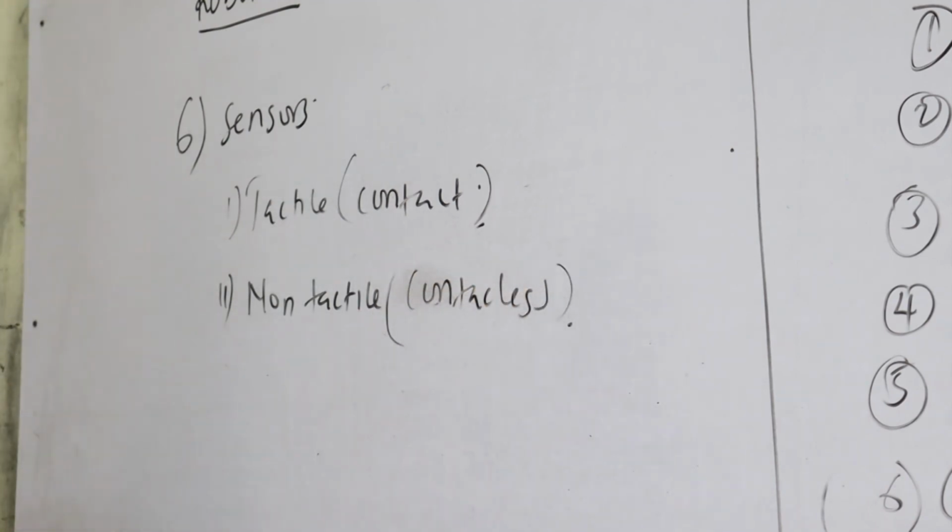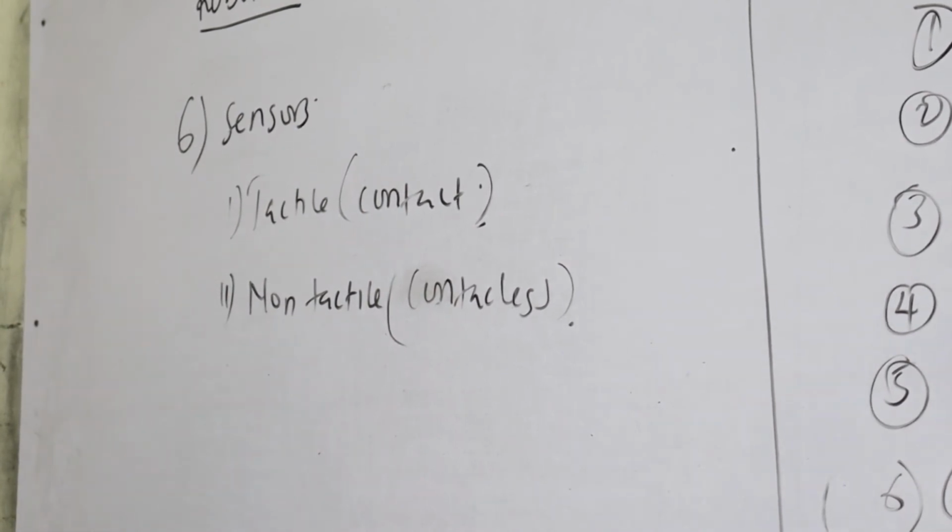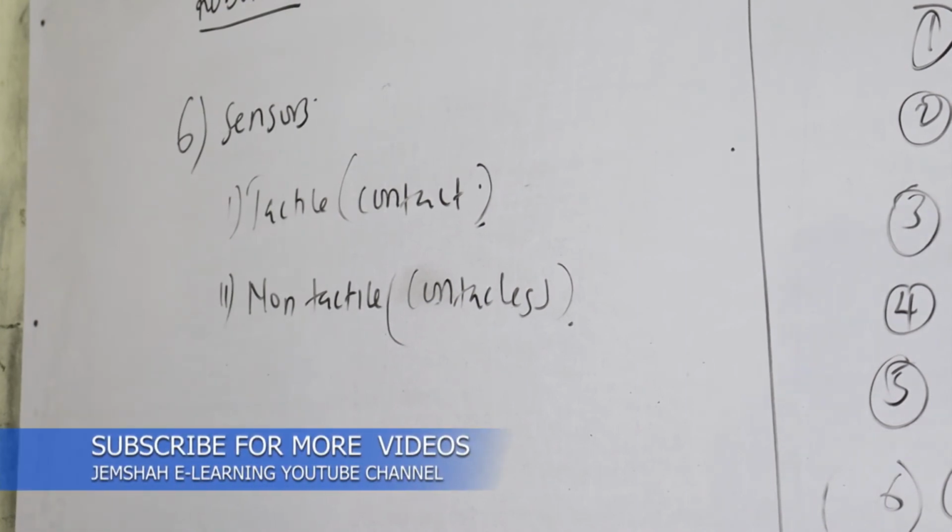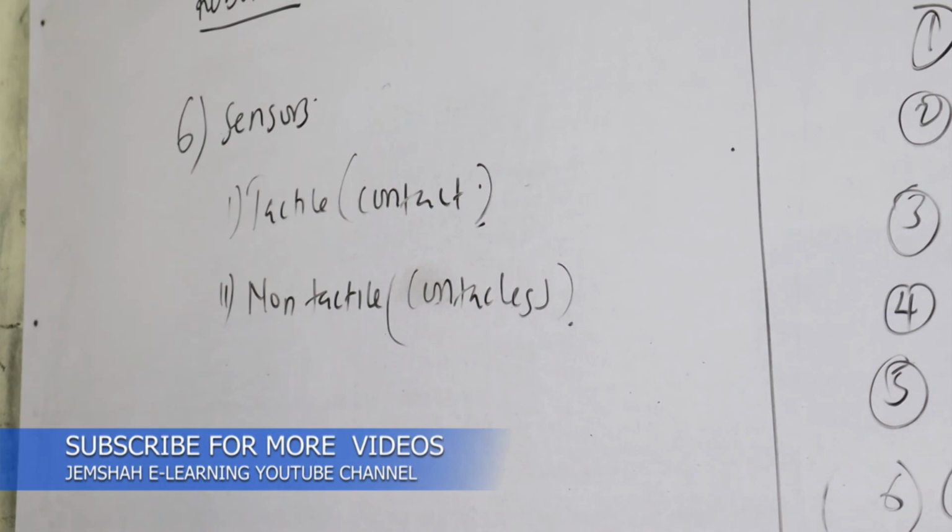So let's look at each type of sensor, starting with the tactile sensors. These are sensors which must be brought into contact with the object in order to obtain the signals to measure the necessary quantities. So it must touch the object itself. Without touching the object, it will not be in a position to measure the physical quantity. When tactile sensors make physical contact with the object, an electrical, analog, or digital signal is generated, and this is sent to the robot controller.